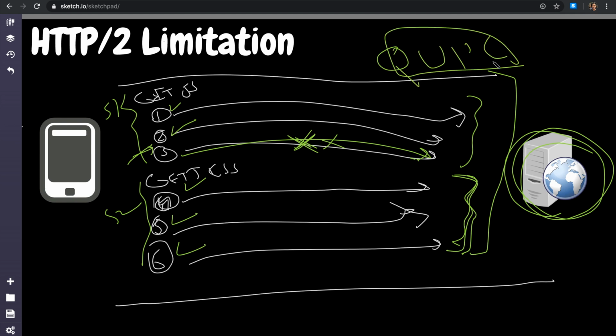QUIC introduced the idea of streams in that layer of networking, right? So now with QUIC, if there is a problem with this packet, it doesn't care. It will only retransmit this, and this request will be successful. And that is so powerful, guys, right? That's the idea of QUIC.